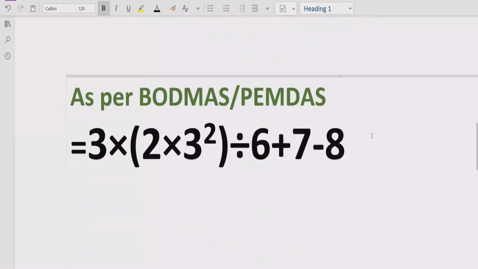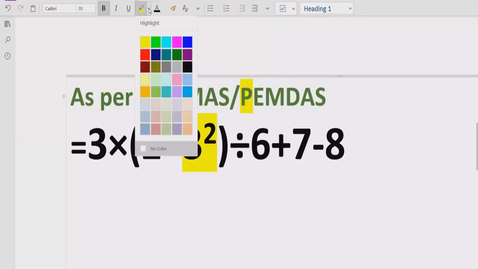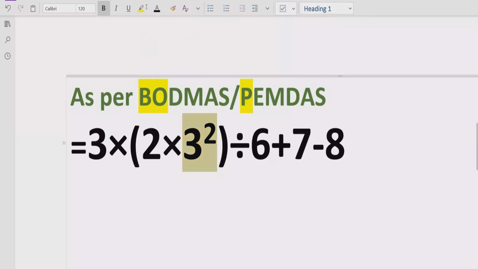According to the BODMAS and PEMDAS rule, first of all, we have to solve the bracket. In this bracket, we have two terms which are multiplying each other, and we have a number which has a power. But inside the bracket, we have a number which has a power and also a multiplication sign. So according to the rule, first of all, we have to solve the exponent part. So here we have to solve this one, which is 3 raised to power 2.